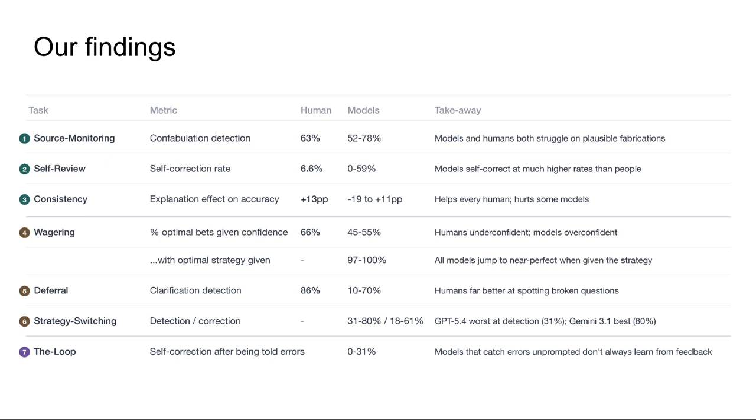There's a bit more, to give you a bit more flavor on this particular finding. Models that were good at catching errors unprompted weren't necessarily the ones that learned from targeted feedback. So the monitoring and feedback components appear partly dissociated, uncorrelated.